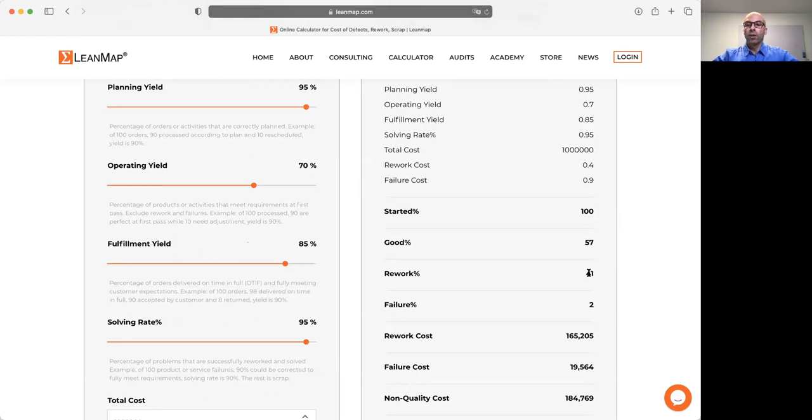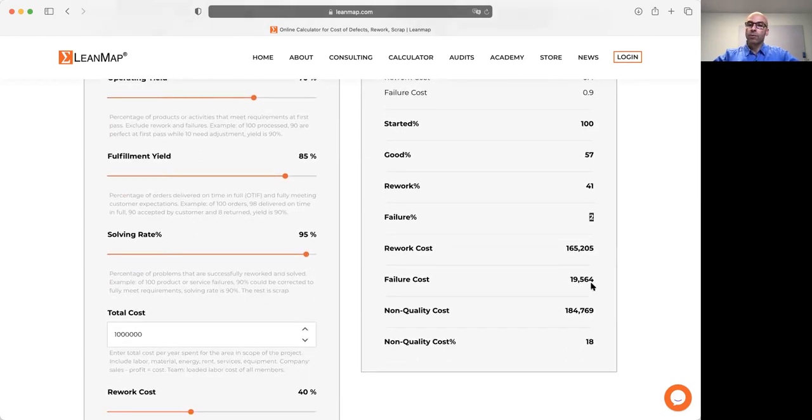So 41% of that can be successfully reworked, and 2% is scrap after attempt to rework. That means the rework cost is 165,000. The failure cost, so what we have to throw away, is 19,000. And the sum of the two is 184,000 in non-quality cost. And the non-quality cost accounts for 18% of the total cost of our department.